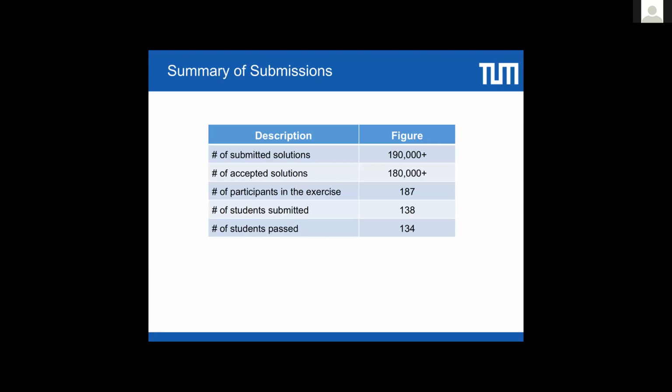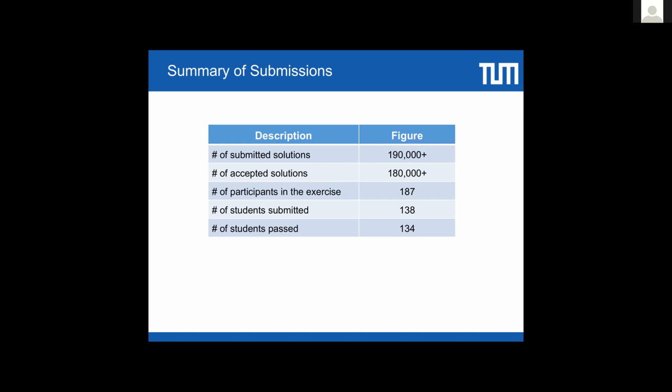So here are some figures. As for the number of submissions, we received some 190,000 submissions in total, out of which 180,000 were accepted by the server. This high acceptance rate was due to the fact that this year we provided the durability checker, which you could use to verify your solutions locally. Unlike last year, you only had to submit and see whether your submissions were accepted.